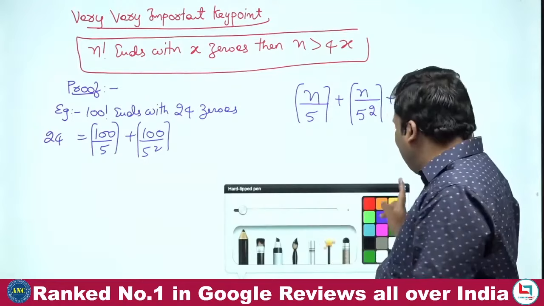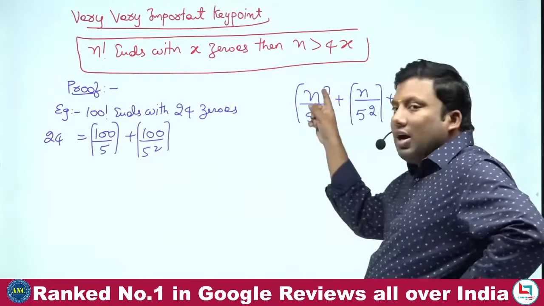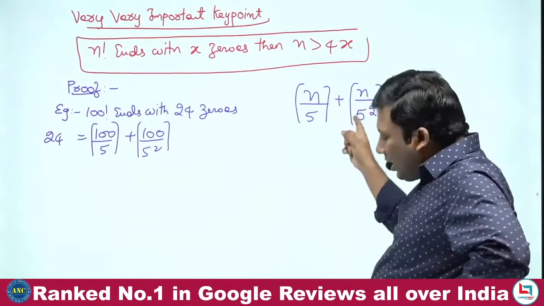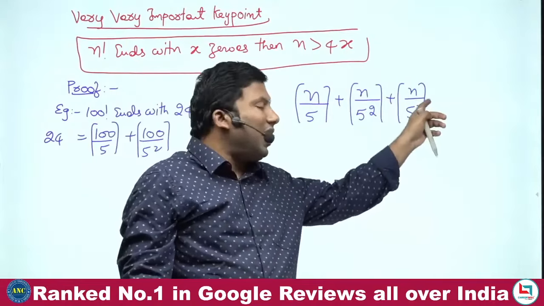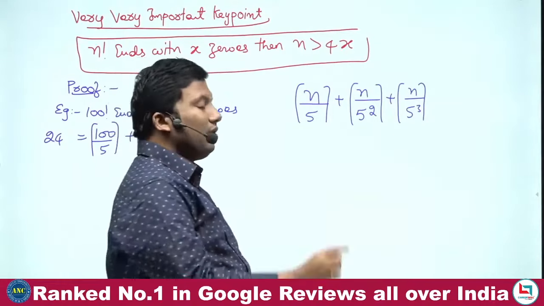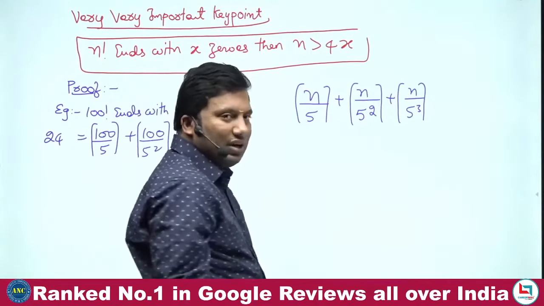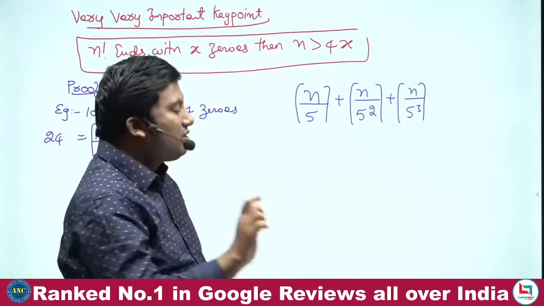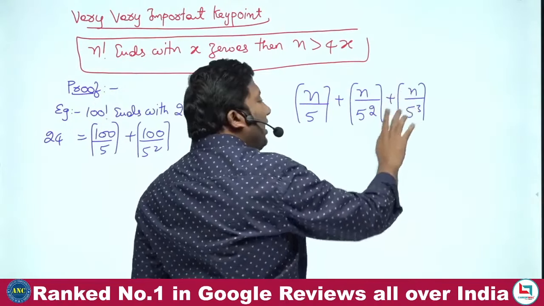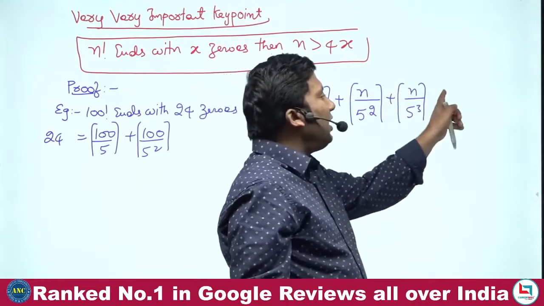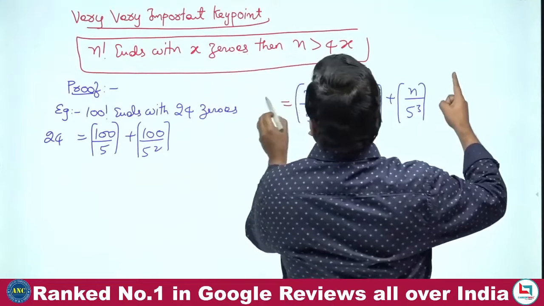If the value of n is 100, it will stop at 100 by 5, 20, 100 by 25, 4, 100 by 125, it is 0, 100 by 5 power 4, it is also 0. If the value of n is 100, it is stopping at the first 2 points. If the value of n is 1000, 1000 by 5 is possible, by 25 possible, by 125 possible, by 625 also it is possible. It is a finite series.